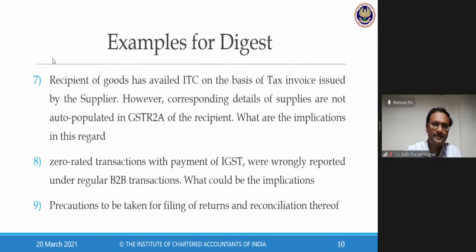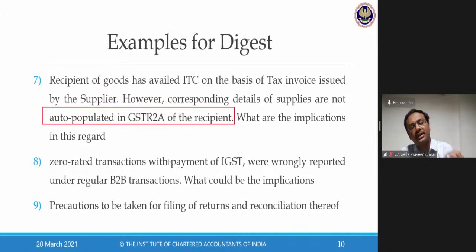Next, point number 7. Recipient of goods has availed ITC on the basis of a tax invoice issued by the supplier. However, corresponding details of the supplier are not auto-populated in GSTR-2A of the recipient. Now, this is what the majority of you as interns would have come across, where clients do ask: my supplier has defaulted in filing his GSTR-1. My supplier is not traceable. He is not filing his GSTR-1. That credit which I have accounted in my books, can I avail in my GST returns in GSTR-3B?